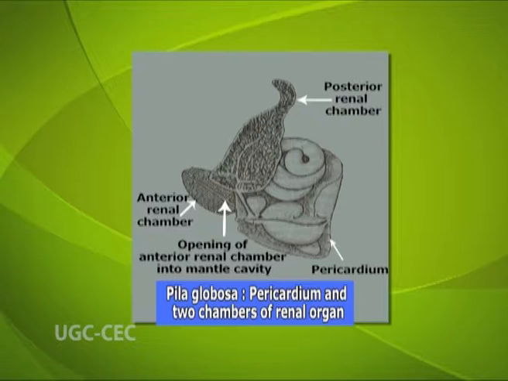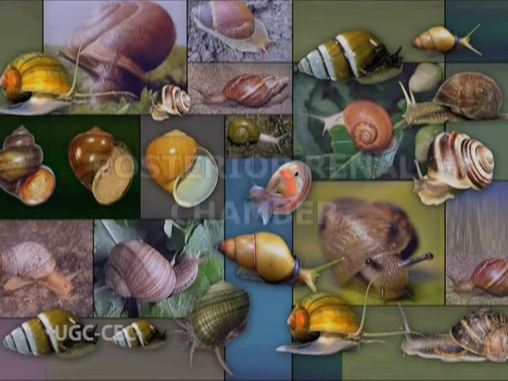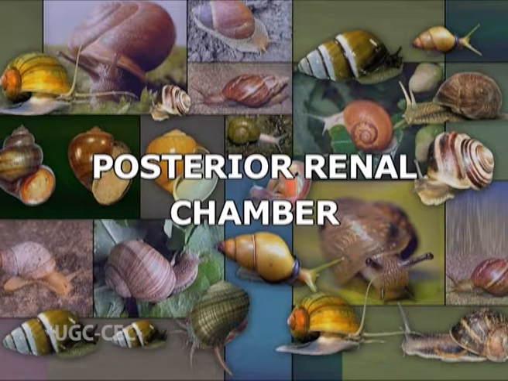The internal cavity of the anterior chamber is reduced due to the presence of numerous lamellae projecting both from the roof and the floor. The lamellae are arranged on the floor on either side of a single median axis, the efferent renal sinus, and also on the roof on either side of the median longitudinal axis, the efferent renal sinus.